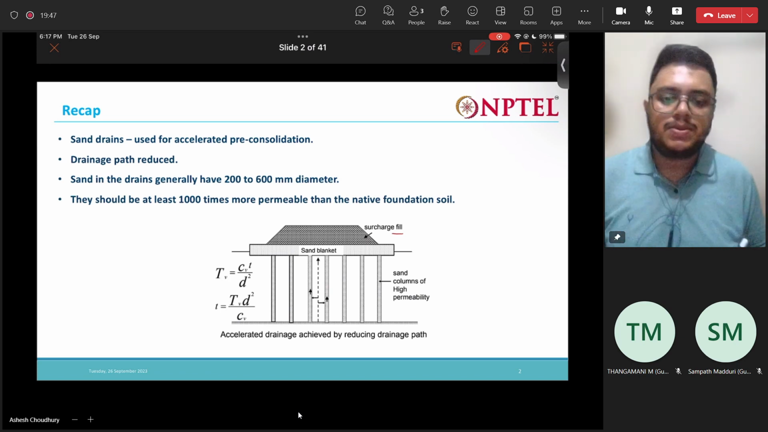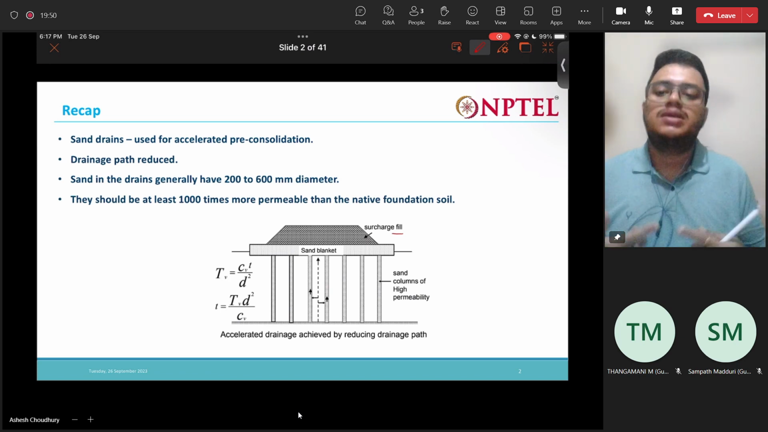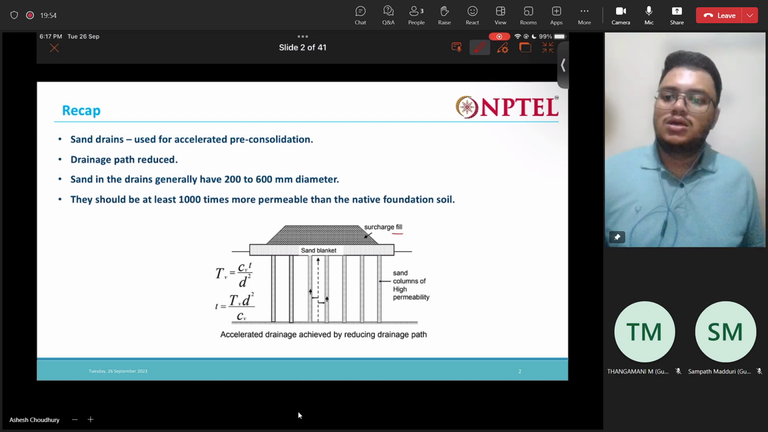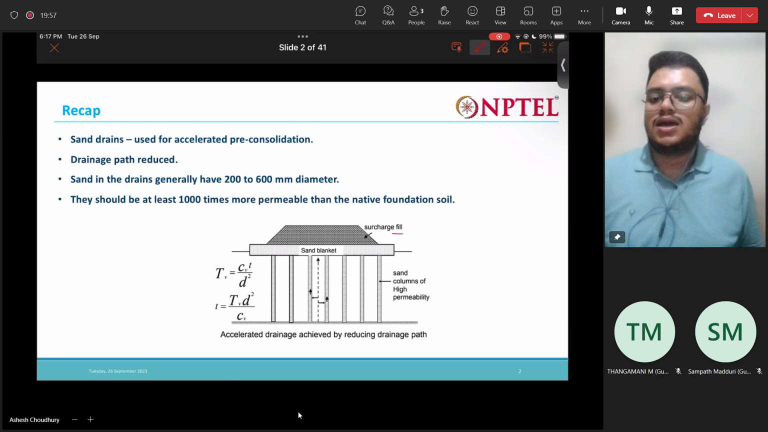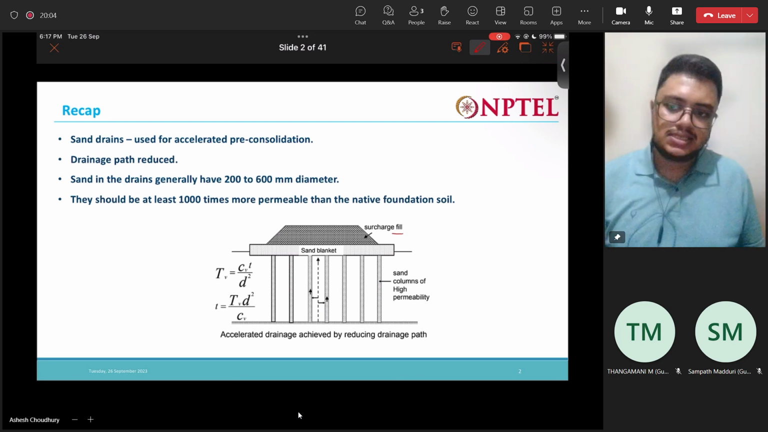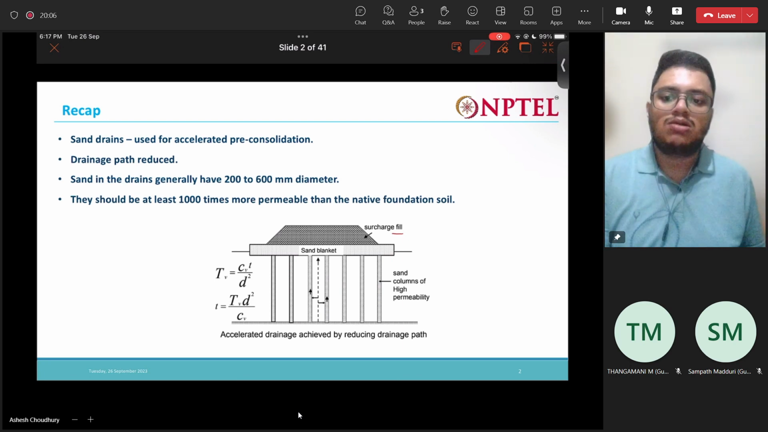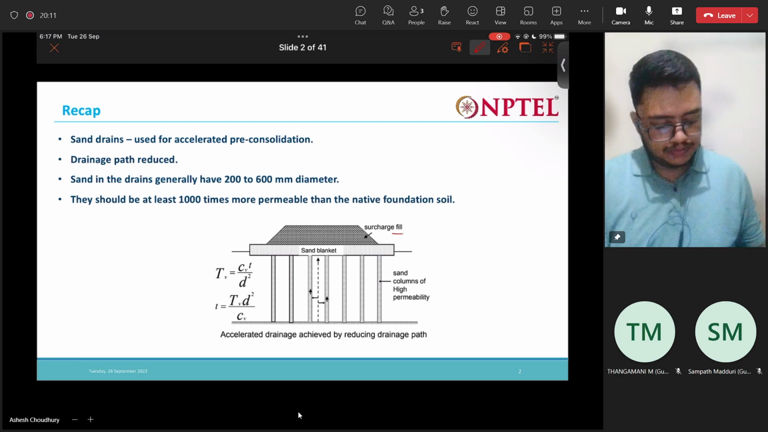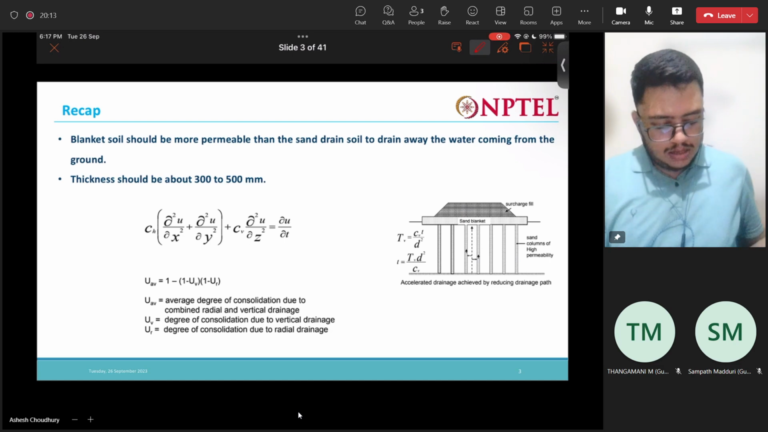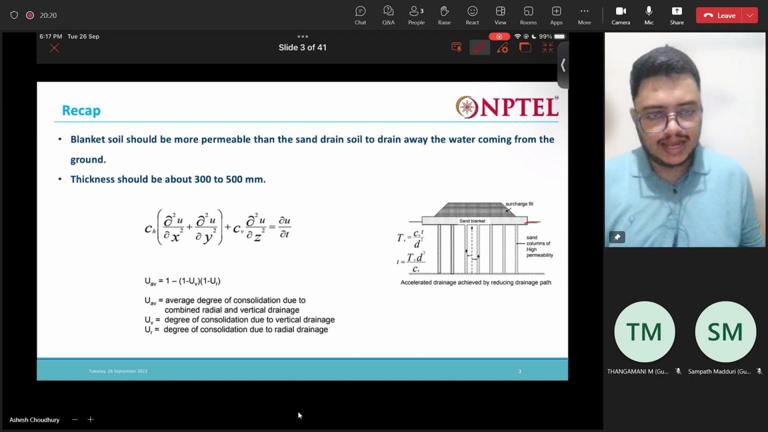So for that purpose, we use these accelerated pre-consolidation methods. One of them is sand drains. Drainage paths are reduced, and the dimensions of sand drains are also given. You can see 200 to 600 mm in diameter. They are cylindrical, and they should be at least 1,000 times more permeable than the native foundations.